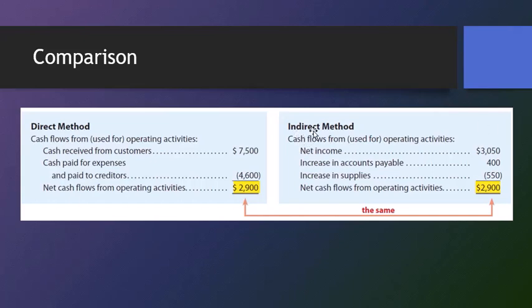So the indirect method starts with net income, and then again, we're going to adjust for the changes in working capital accounts. We will also adjust for non-cash items, and that will allow us to calculate the net cash flow from operating activities. Now again, assuming that it's done correctly, the net cash flow from operating activities will be exactly the same regardless of which method we use. And the section on investing activities and the section on financing activities is exactly the same under both methods. So nothing changes there. Only the operating section will look different.